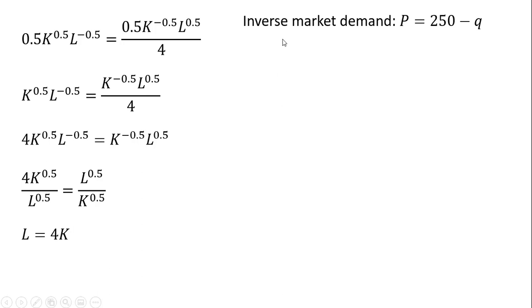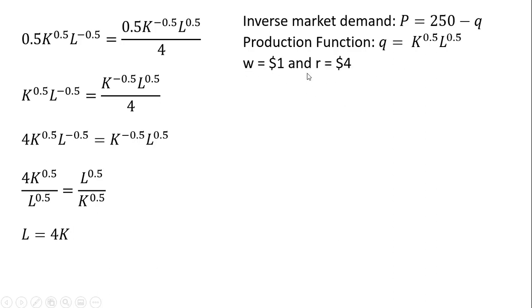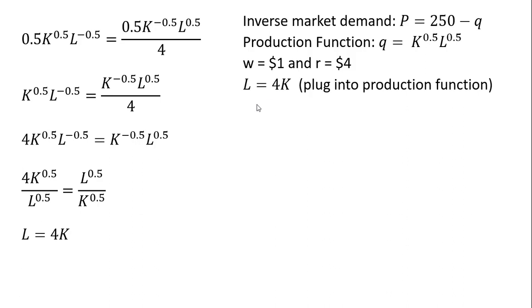All right, so let's just restate what we have in this problem. The inverse market demand, P equals 250 minus Q. Production function, the prices of the inputs, and we found that when the firm is minimizing cost, it is going to be hiring inputs such that L equals 4K.